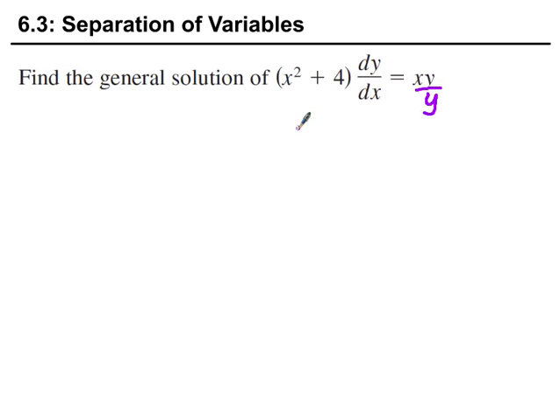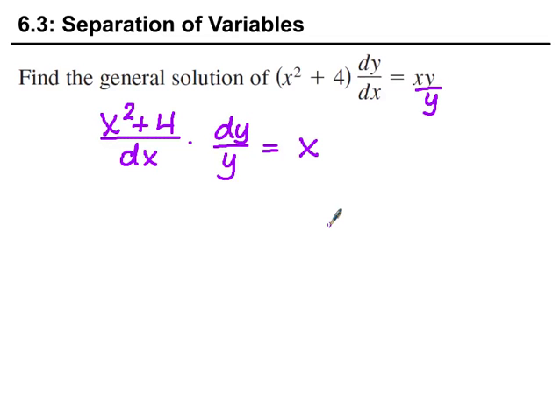So right now, what I'm going to end up having on the left side is x squared plus 4 over dx times dy over y equals x. Now hopefully you saw that I went ahead and moved that dx over to the left so that it is right underneath the x squared plus the 4 times dx. And so now my y's are good. What I'm going to do here is just go ahead and flip and multiply.